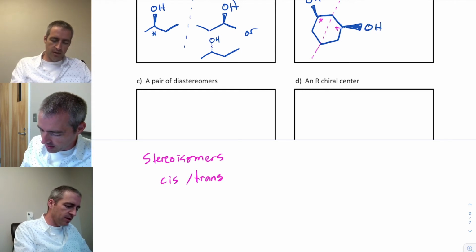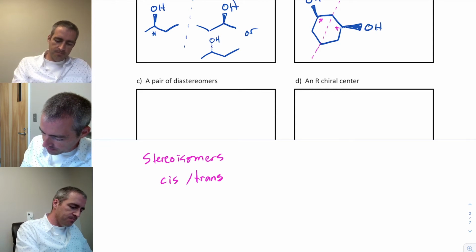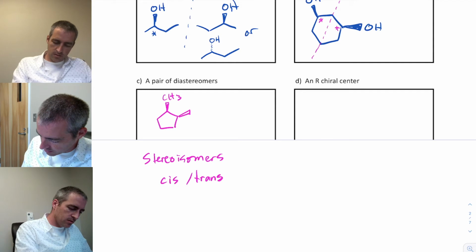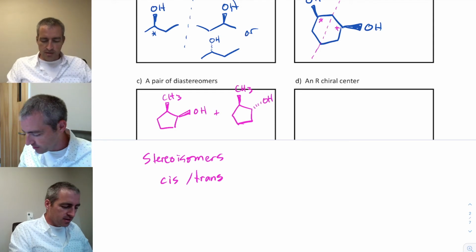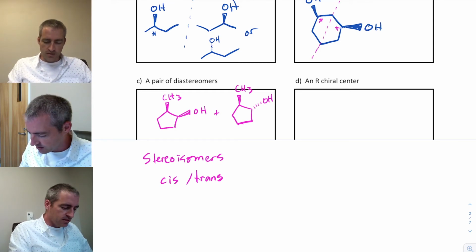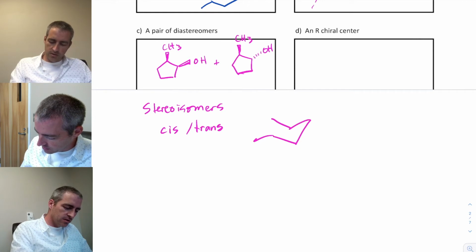So here's an example. I always go to that example, so I'm going to give you a new one. You could have CH3 and OH, and OH. So you can see that these are the same structure, except the left one is cis and the right one is trans.